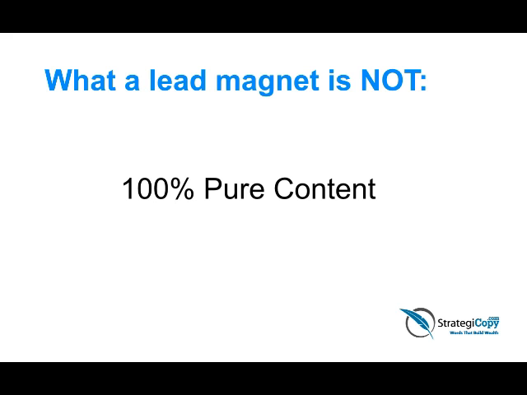Another big mistake a lot of people make is thinking it needs to be 100% pure content. A good lead magnet actually leads people to the next step in their buying journey with you. So yes, you've got to have good content in there. That's why people are giving you permission to mail to them, by exchanging their email for a lead magnet. But it doesn't have to be 100% pure content. Really, this is part of your whole sales process. So keep that in mind.